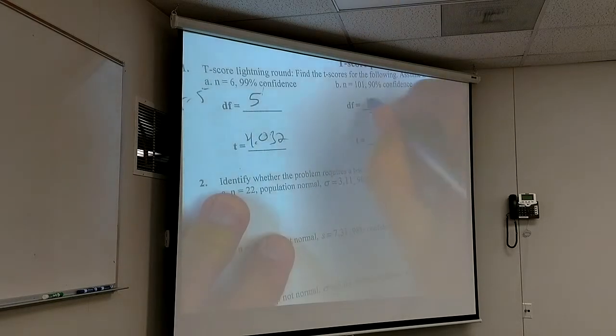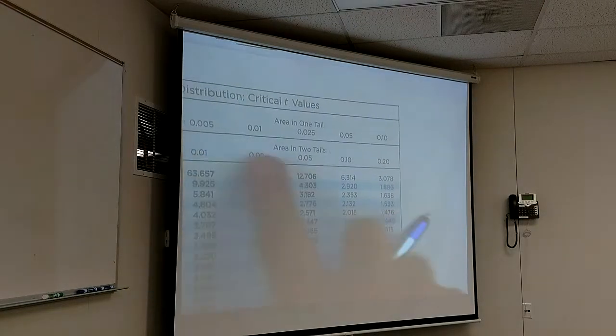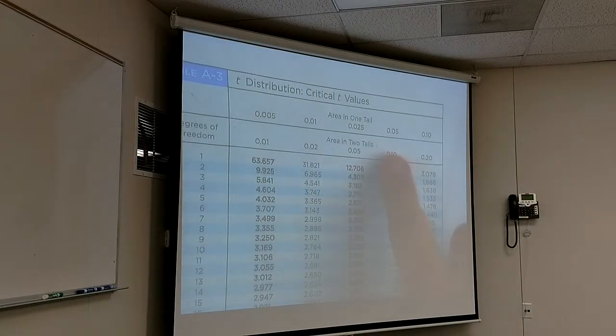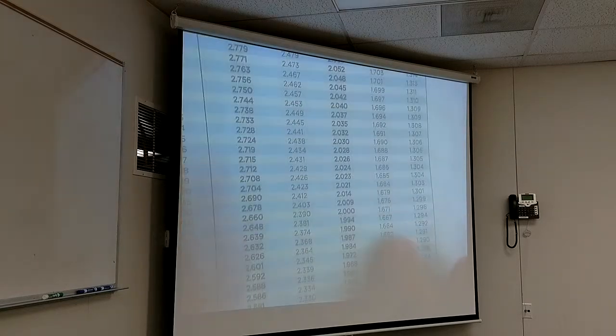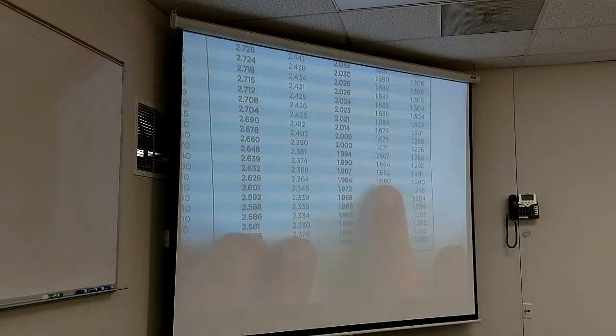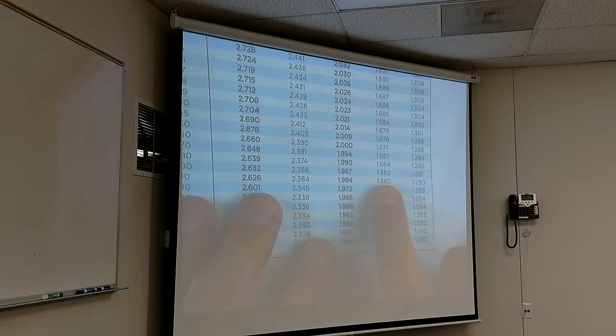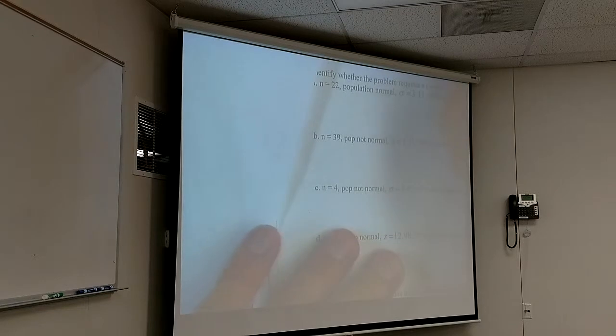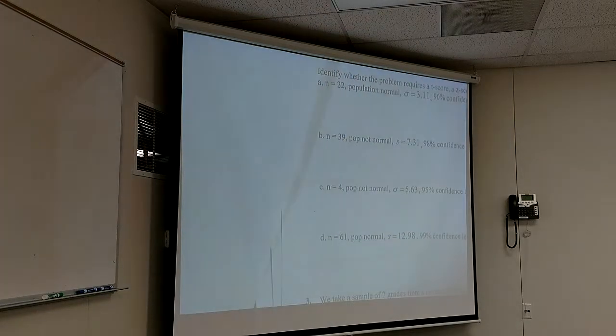Here, degrees of freedom is 100. 90% means I'm going to use this fourth column, 10% 2 tails. If I stop at 100, bam, 1.660. Is everybody cool with using that t-score chart? It's actually kind of quicker than the z-score chart. It's a little more direct.